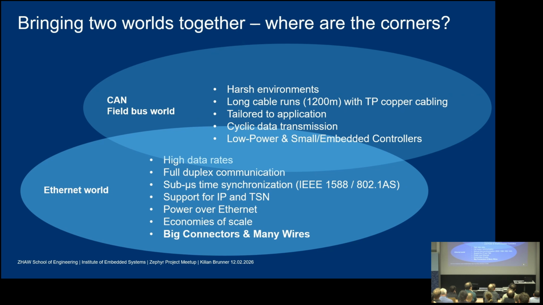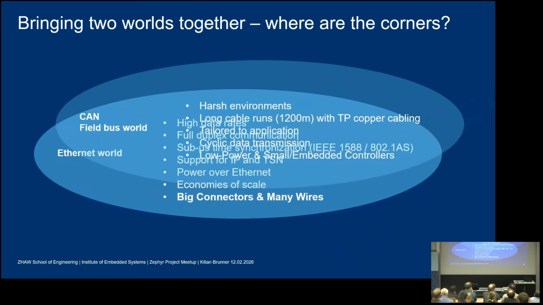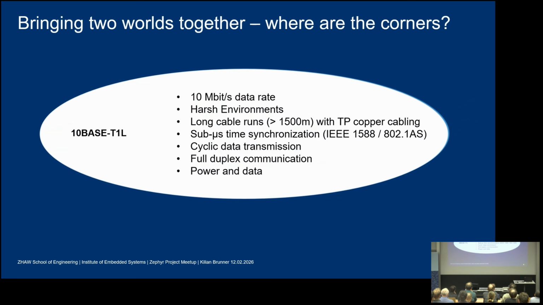Then with Ethernet, we have the standardized IP communication. We even have power over Ethernet, so we don't need extra wires. We have the economy of scale, but on the drawback, we usually have big connectors and very thick wires in comparison to CAN.